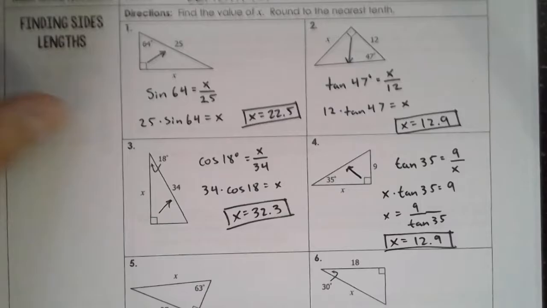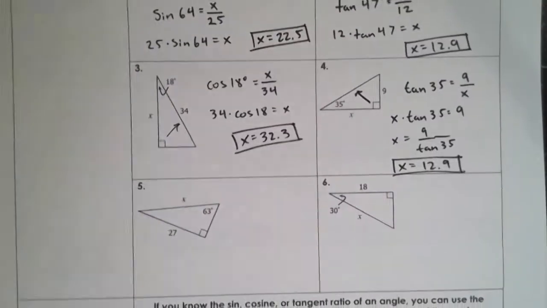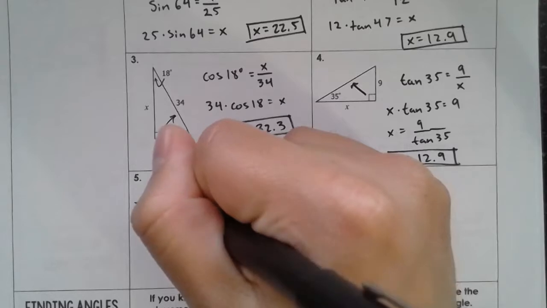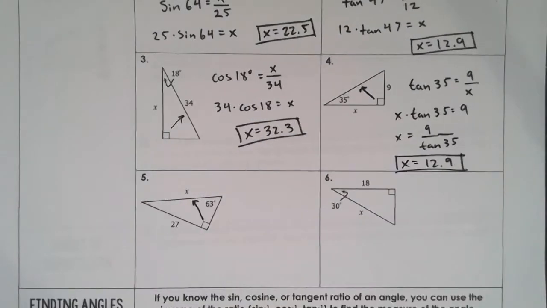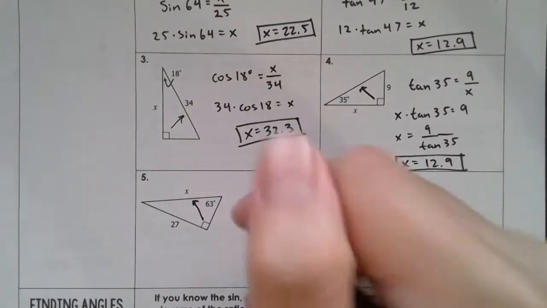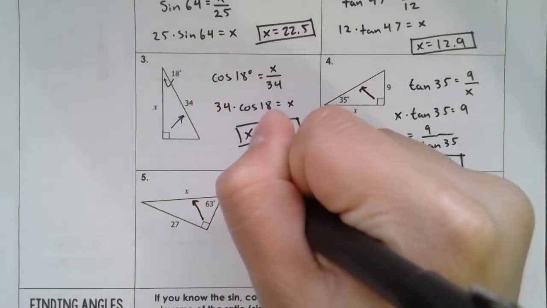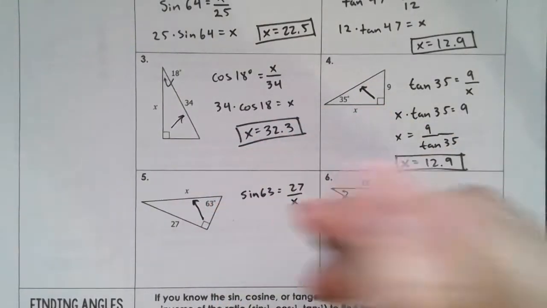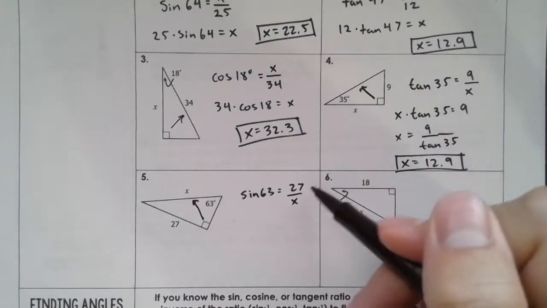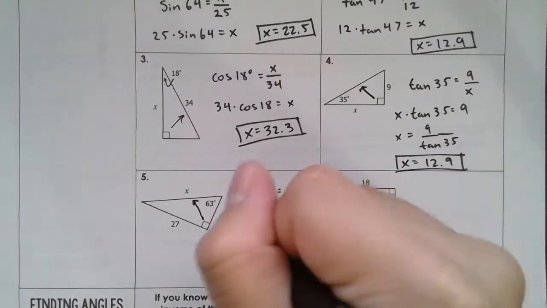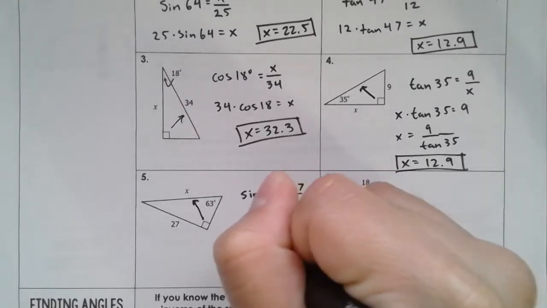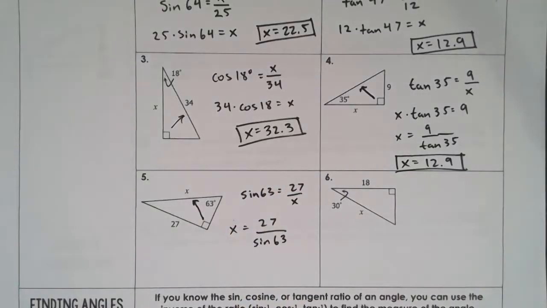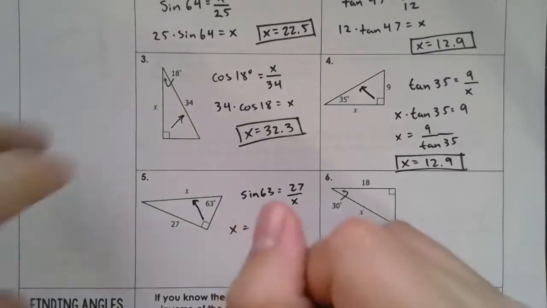Number 5, hypotenuse is what I'm looking for. I have an angle of 63 degrees. The opposite side of that angle is given. So sine of 63 is equal to 27 over x. I'm going to skip a step, it's similar to number 4. I would get x sine 63, and then I would divide. So x is equal to 27 over sine 63. And then in your calculator, you're going to get 30.3.